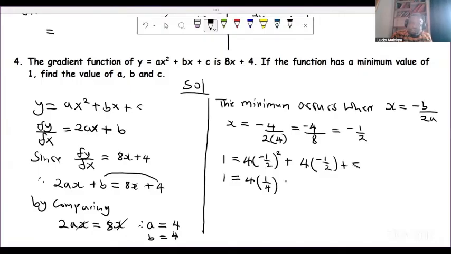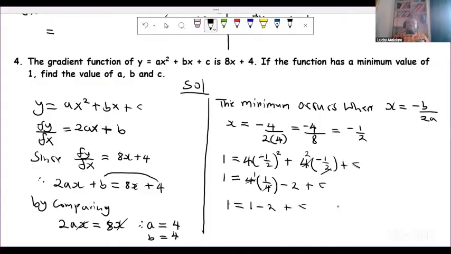Then 2 squared is 4. Then this positive times negative here is negative. 2 can go into 4 2 times, so this is minus 2 plus c. So 4 we cancel 4 here, that's 1. So this is 1 is equal to 1 minus 2 plus c.